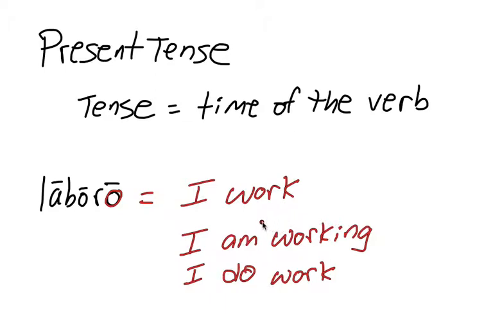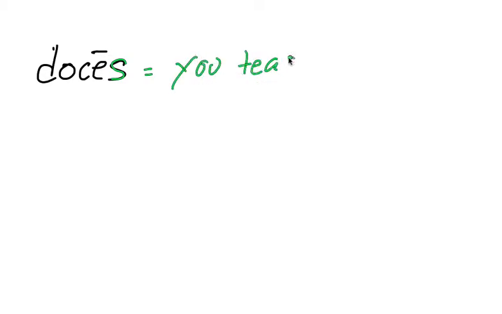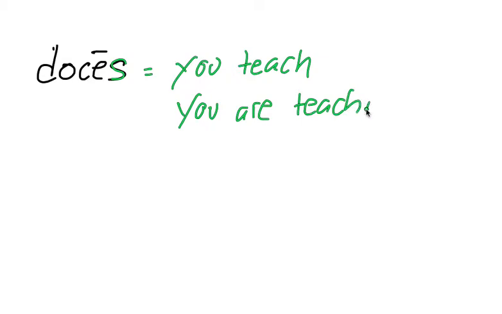So I'm going to give you a couple more examples of some random verbs so we can practice translating them three different ways. Okay, let's take the verb dokeis. Okay, dokeo means teach. The S means you singular. So dokeis would be you teach, you are teaching, or you do teach.